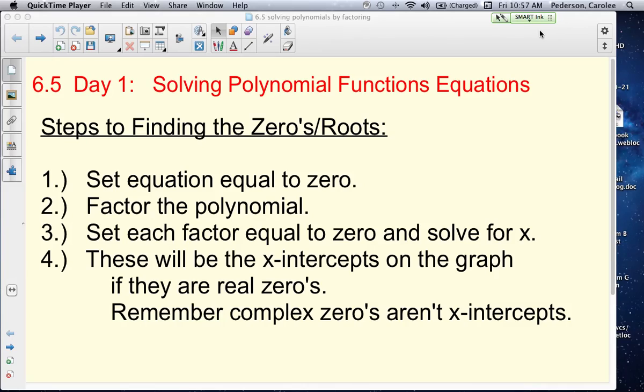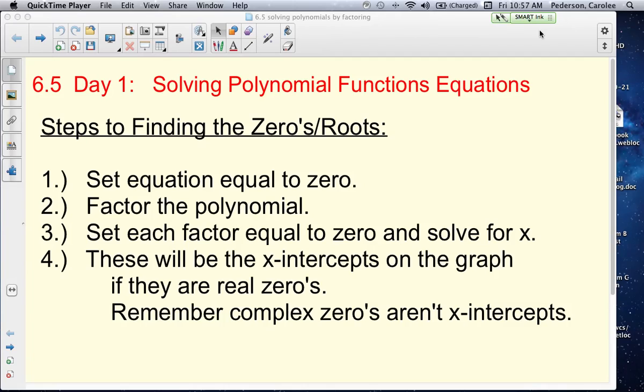Then you try and factor it using the methods that we learned in Chapter 5 and again in Section 6.4 in the last couple days. Once you factor it, you set each of those factors equal to 0 and solve for x. That's called the zero product property. These will be the x-intercepts on the graph if they are real zeros.